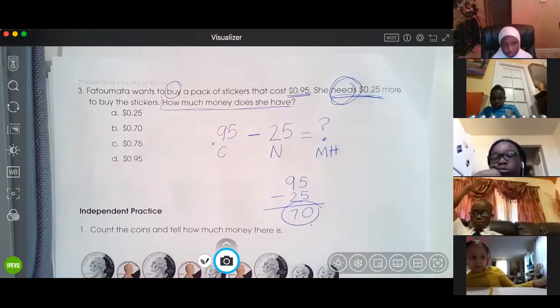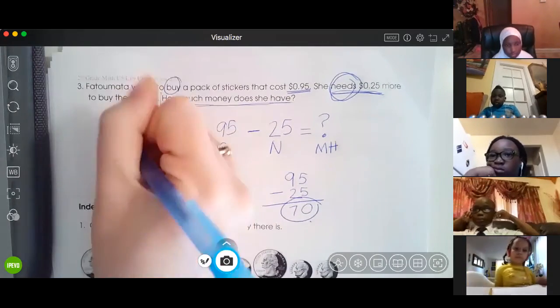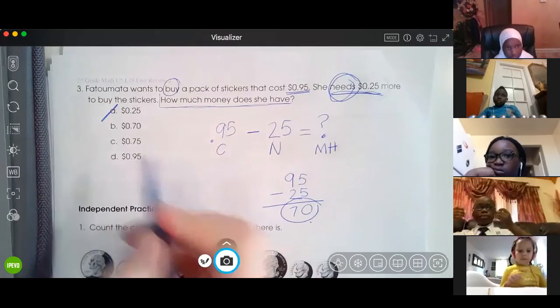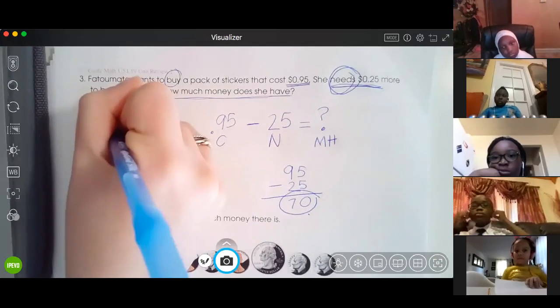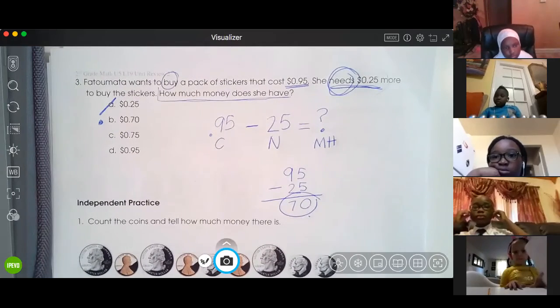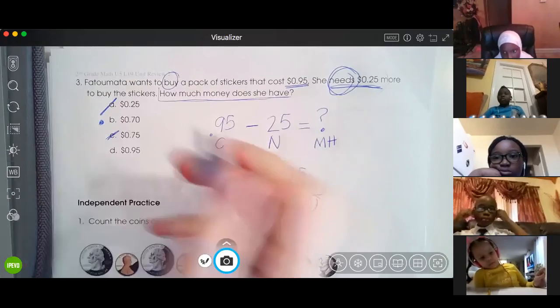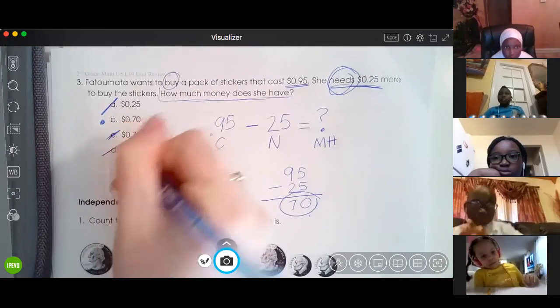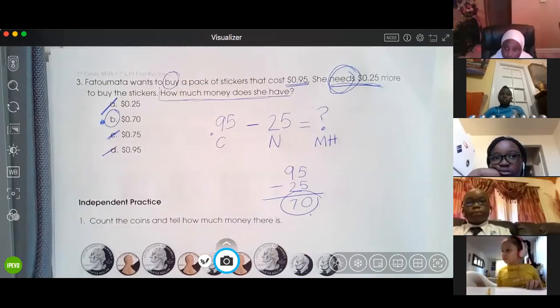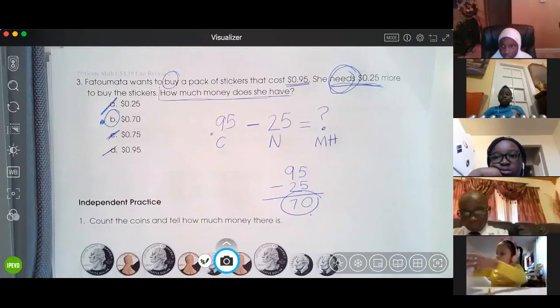So when I go through my answer choices, A says 25. I know that's not the answer. B says 70. I think that's the answer, but I always want to check all my answer choices. C says 75. That's not the answer. D says 95. That's not the answer. The answer is B. Great job today doing our last day of money.